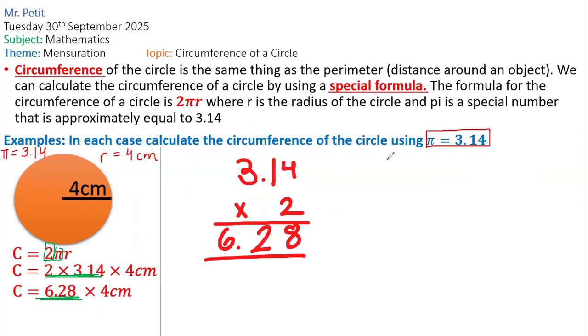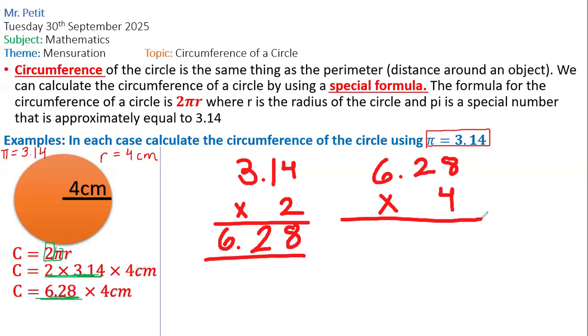When you multiply 6.28 by 4, what do I get? 25.12. 25.12 centimeters. Anyone else got 25.12? So 25.12. I did.